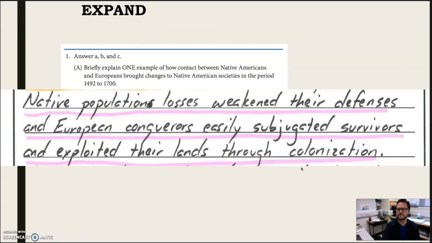All right, here's what I have. Native population losses weakened their defenses, and European conquerors easily subjugated survivors and exploited their lands through colonization. So as you see, right, this expands on it. This also shows an effect, right? We have a cause that we said before, the diseases, and it showed the effect of it. And so you can see that historical thinking skill also being implemented here, right? Showing what happened after the diseases happened.